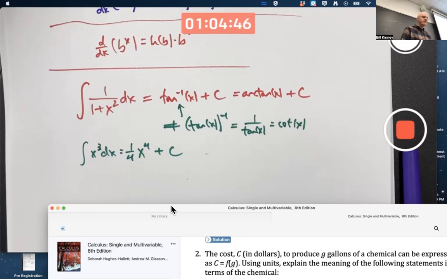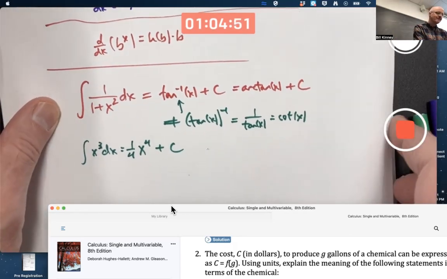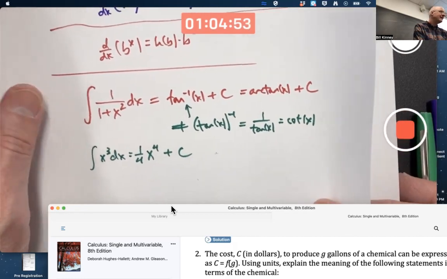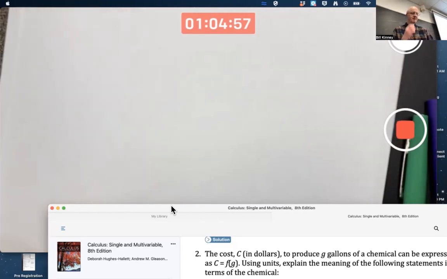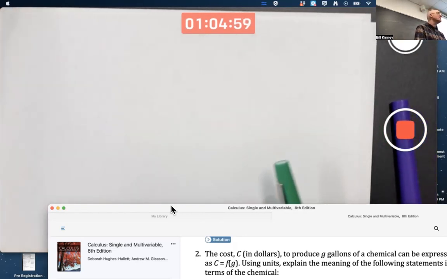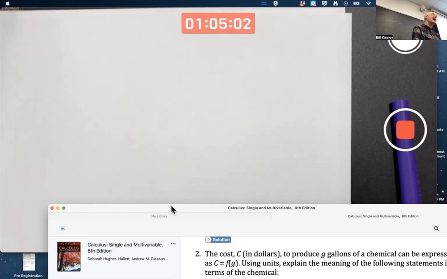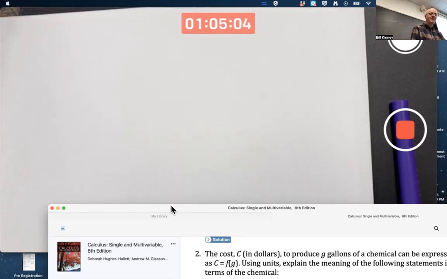On a question like that, if you forget the plus c, what happens? If it were 4 points, you'd probably get 3 out of 4, if the rest of it's right. If there were 2 points, maybe 1.5 out of 2. Okay, I don't know. I'm not guaranteeing anything.